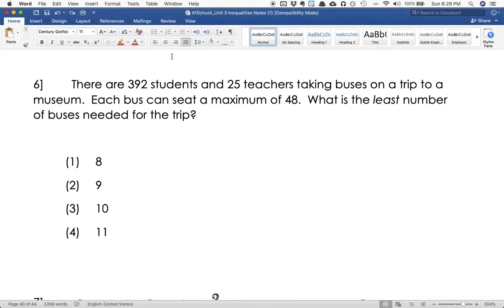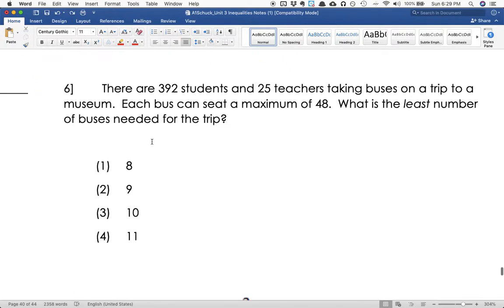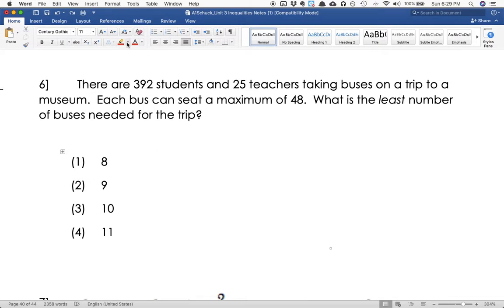All right, question number 6. It's another word problem, but unlike number 5 where it was just asking us to set up, it looks like we're going to have to set up and then solve to be able to figure this one out. So let's go through it. We'll annotate it, we'll highlight, and then we'll actually set up the inequality ourselves.